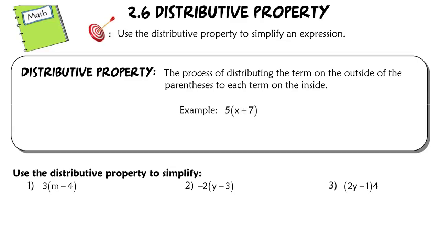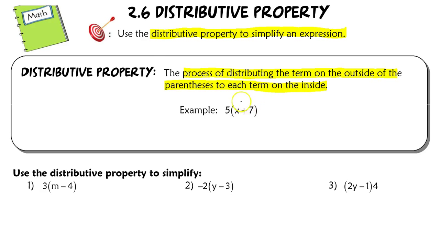This lesson is part 1 of section 2.6 on the distributive property. Today, we're going to be using the distributive property to simplify an expression. So the distributive property is just a process of taking the term on the outside of the parentheses and multiplying it to each term on the inside.